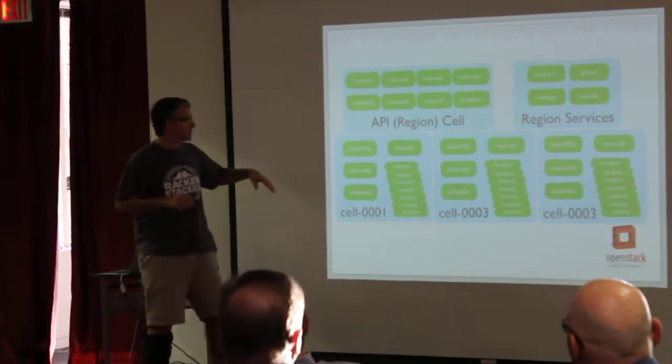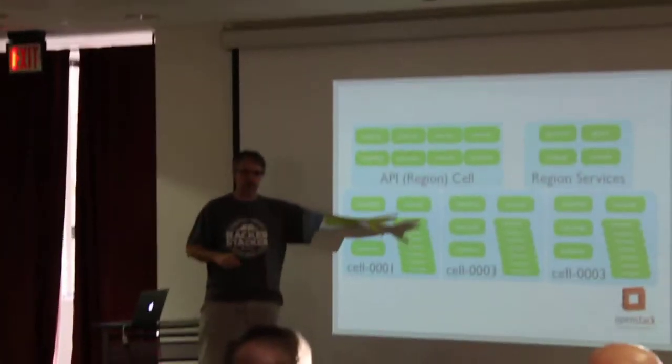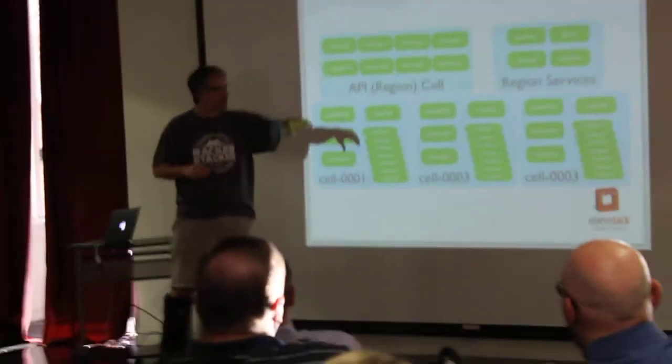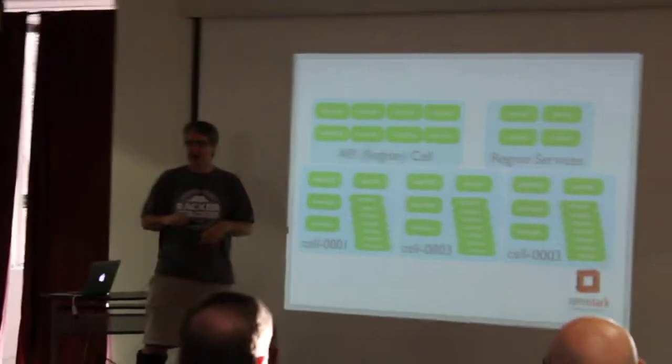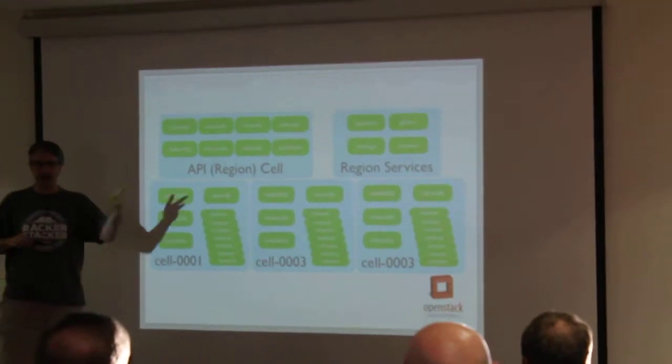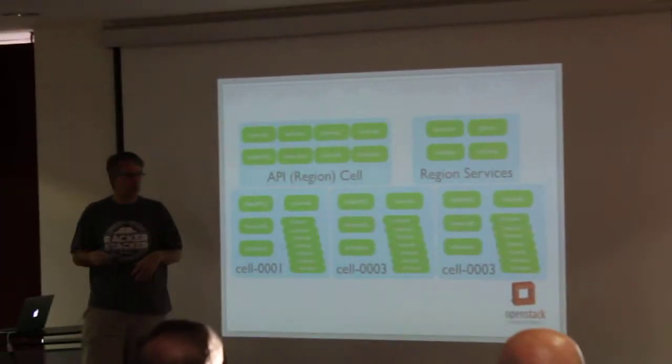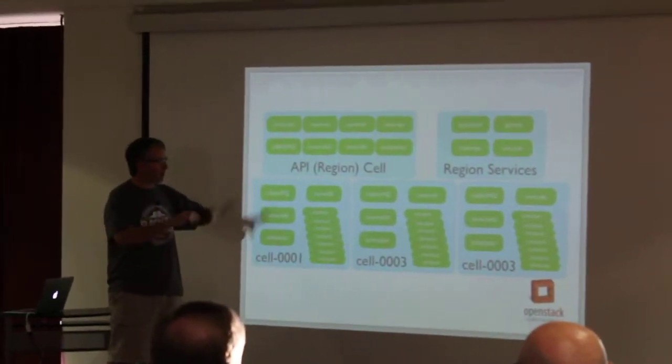So we talk about an API cell, then we have cells that have compute nodes in them that actually run servers, and then some services that are unique in every region. So you can run servers in Chicago, you can run them in Dallas, you can run them in London, and eventually more places. So this is kind of what a deployment for us looks like.